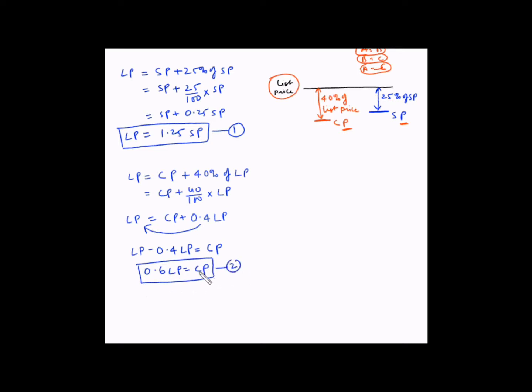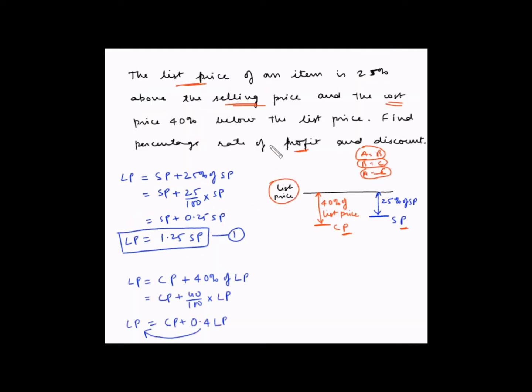So we know the cost price in terms of list price, and we also know the selling price in terms of the list price. So now let's merge the two to eliminate the list price and find the relationship between selling price and cost price. Because we have to find the percentage of profit, which can be found as the selling price minus cost price upon cost price. So this is the profit, and this is the percentage of profit if you multiply by 100.